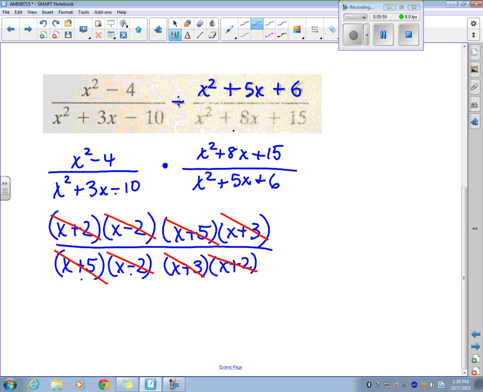The answer is not 0, like many people think, but 1. Because when you cancel these out, this all becomes 1s. And so the answer is 1 when everything cancels out for multiplication. If everything cancels out for addition, it's 0. But if everything cancels out for multiplication, it's 1.